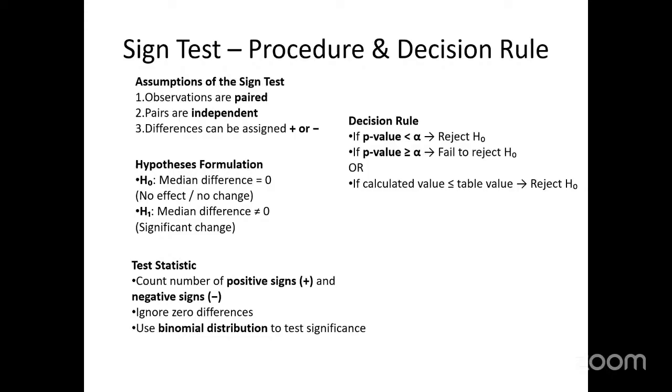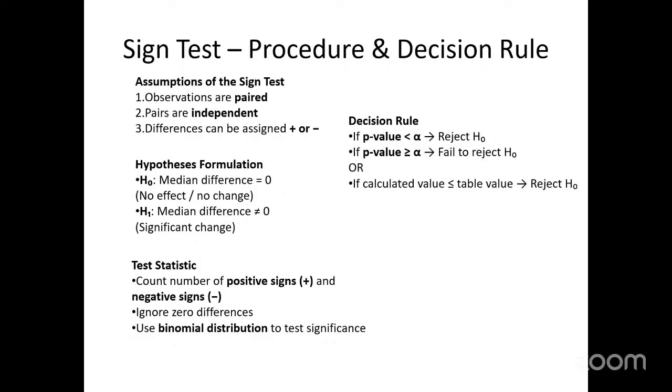So now talking about the test procedure and decision rule. So what are the assumptions? Assumptions were paired data, and the pairs are independent. Look, each and every pair is independent. It is not that the before and after effect are related across pairs. The observations within each pair are related, but each of the pairs is independent.